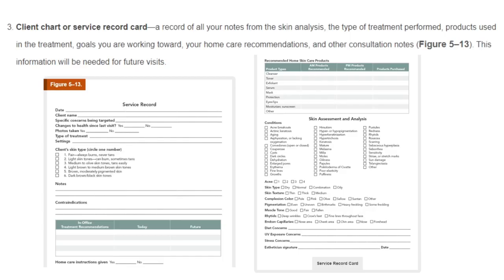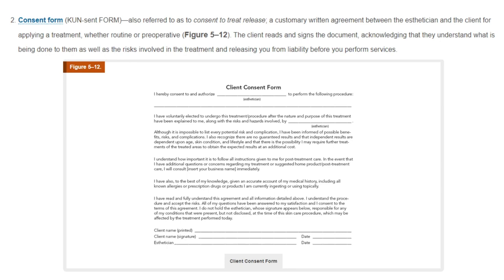Consent form, also referred to as a consent to treat release, is a customary written agreement between the esthetician and the client for applying a treatment, whether routine or preoperative. Figure 5.12. The client reads and signs the document, acknowledging that they understand what is being done to them as well as the risks involved in the treatment and releasing you from liability before you perform services.